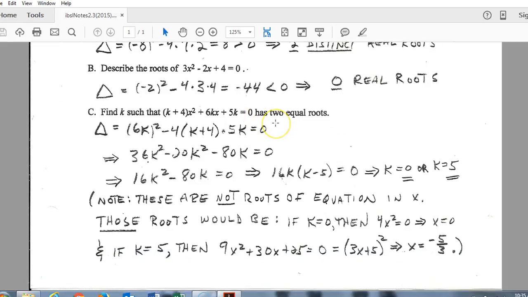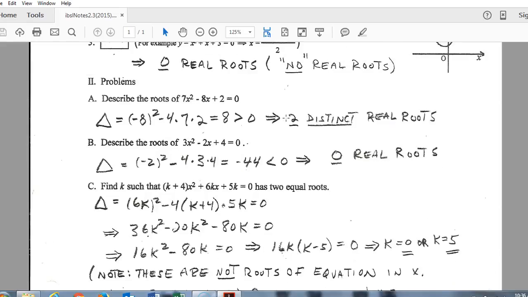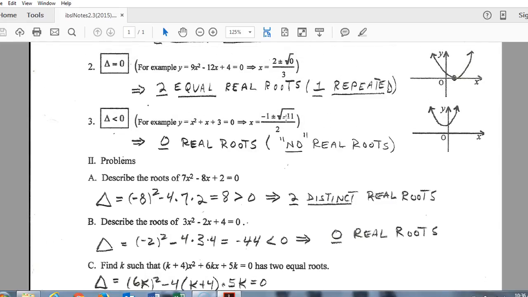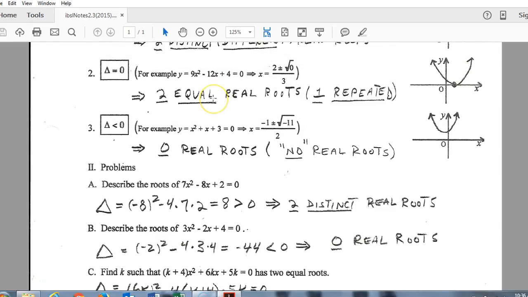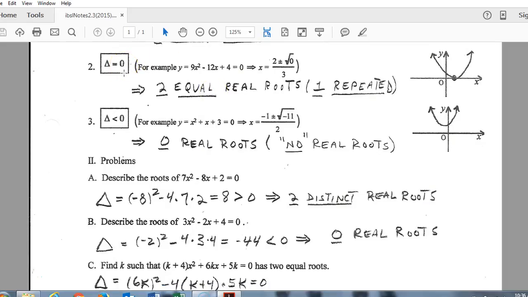This is a real typical test question, IB question right here. So looking at this one, you can see that the A value is k plus 4, the B value is 6k, and the C value is 5k. In this problem, this is your key right here. It says it has two equal roots. Well, what does that mean for a discriminant where you have two equal roots? So if you remember back up to what we saw right here, if I have two equal roots, that only exists when the discriminant is 0.